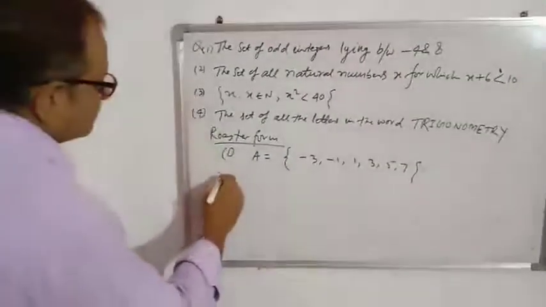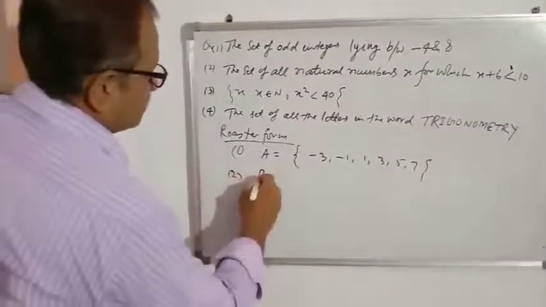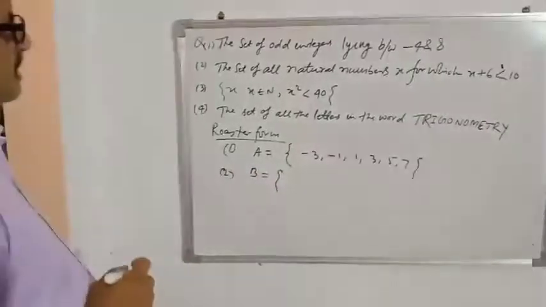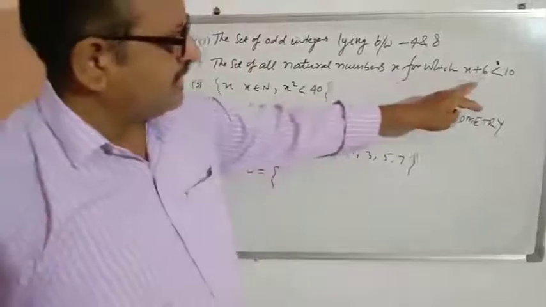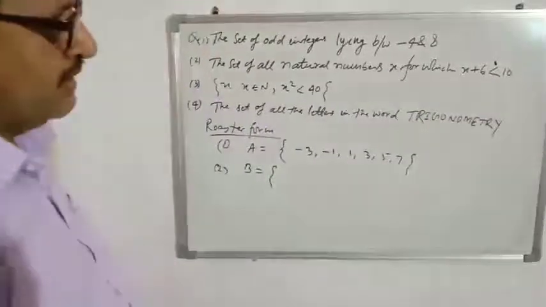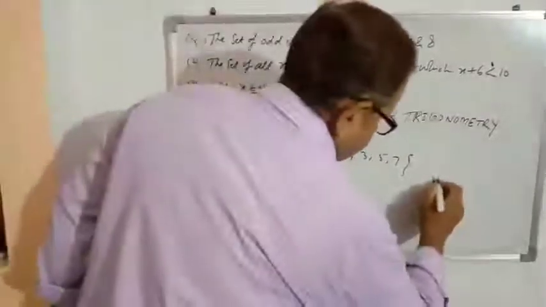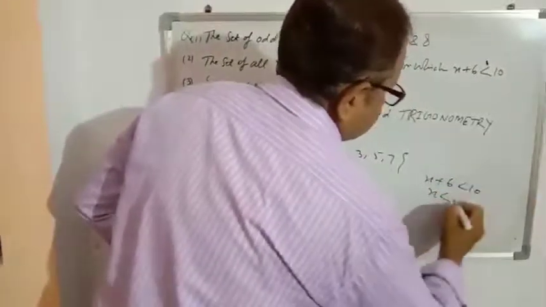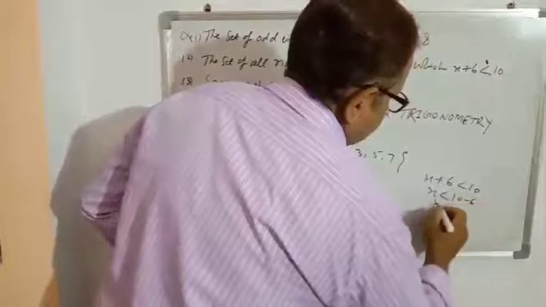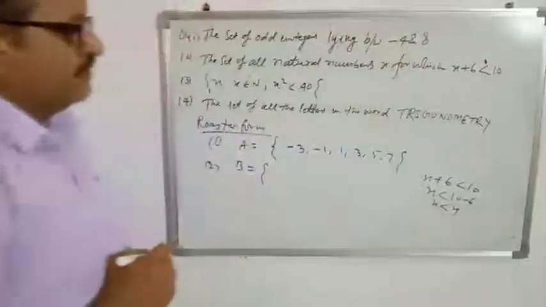See the second one. Suppose it is the set B. The set of all natural numbers x for which x plus 6 is less than 10. So x plus 6 less than 10. It means what? Transpose 6 to that side. 10 minus 6. x less than 4.